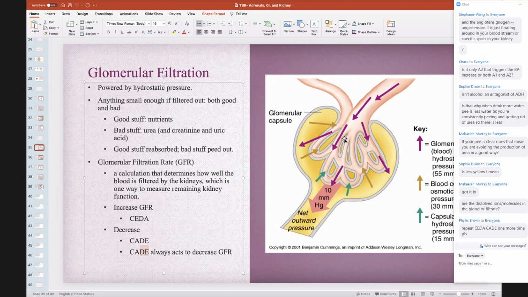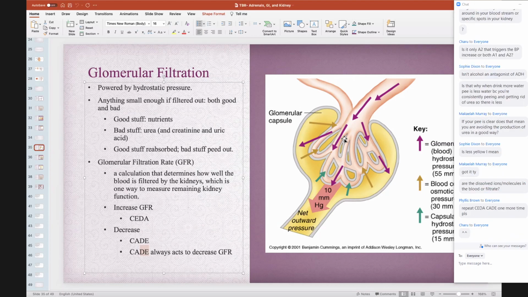Yeah, so what we're doing is we're playing a role in resistances. If we want to decrease the GFR, we want to decrease the pressures in here. So we're going to increase the resistance in this vessel. We're going to constrict the afferent one. So this always acts to decrease the GFR.